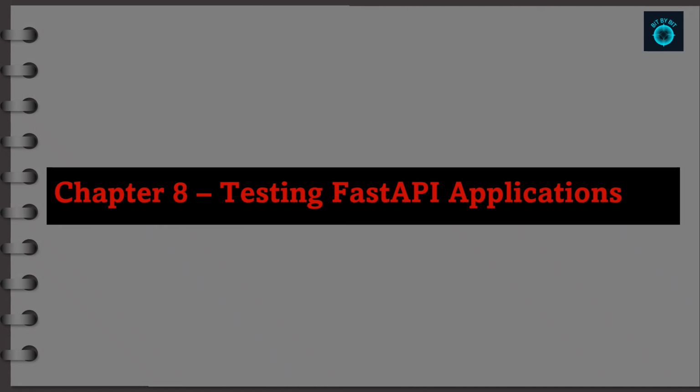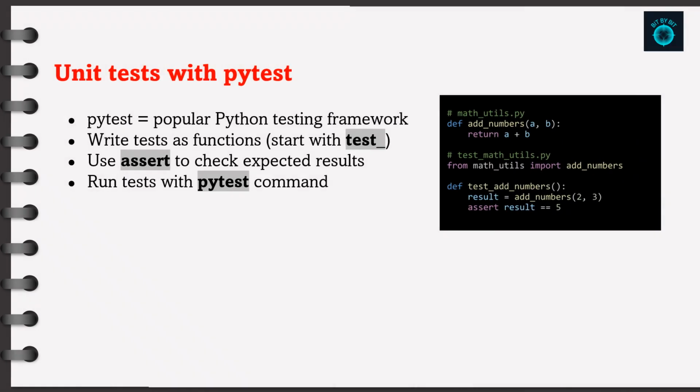Chapter 8. Testing FastAPI Applications. Unit tests with pytest. Testing is an essential part of professional software development. It helps us confirm that our code works correctly and prevents bugs from breaking the system later. In Python, the most popular testing tool is called pytest. It is simple, powerful, and widely used in real-world projects.